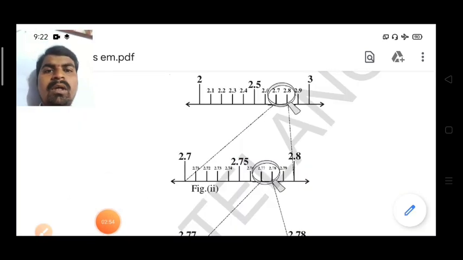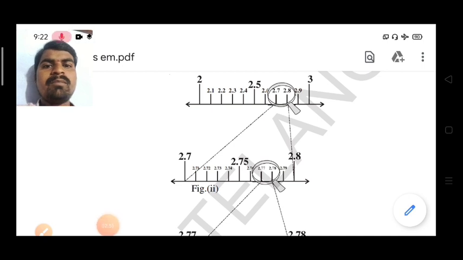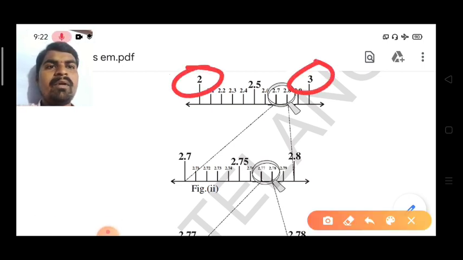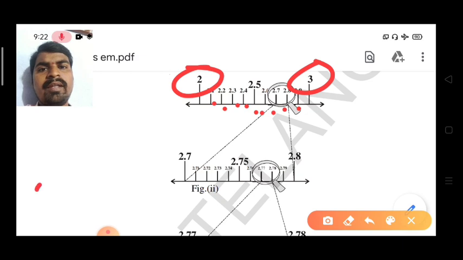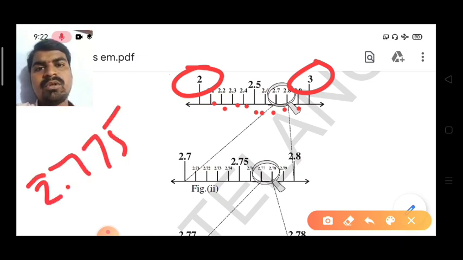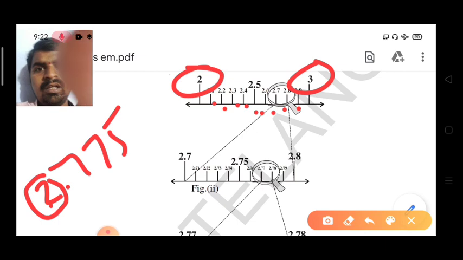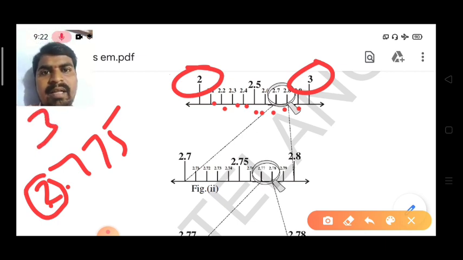Next you observe here. In the first step we just take 2 and 3. Between them you observe 2.1, 2.2, 2.3, 2.4, 2.5, 2.6, 2.7, 2.8, 2.9. In that problem 2.775 is there. So first you concentrate on the whole part. That is already completed, 2 is there. So you write the decimals between 2 and 3. If it is 3, then between 3 and 4. Like that you have to follow.